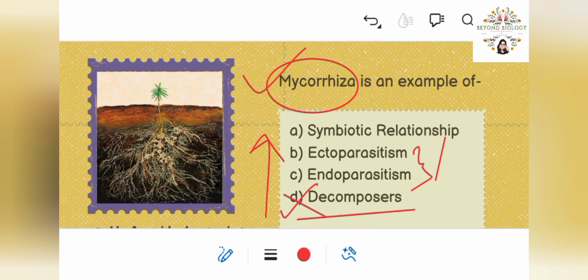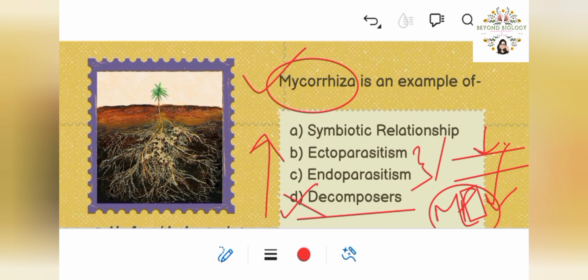Endoparasites are parasites that live inside the body. For example, we have discussed the malarial parasite. Ectoparasites are parasites which live on the surface of the body. For example, lice, ticks. Okay, so these are the things.